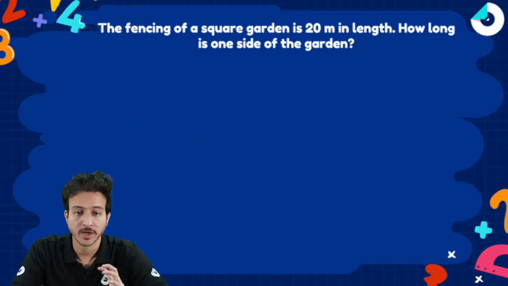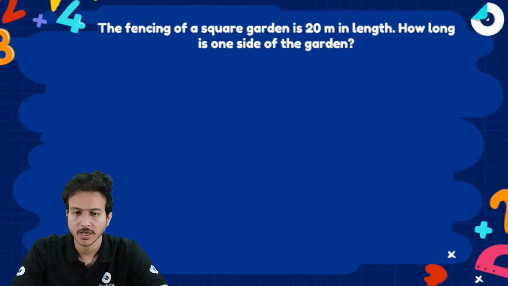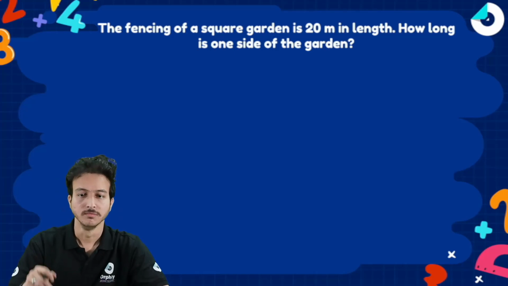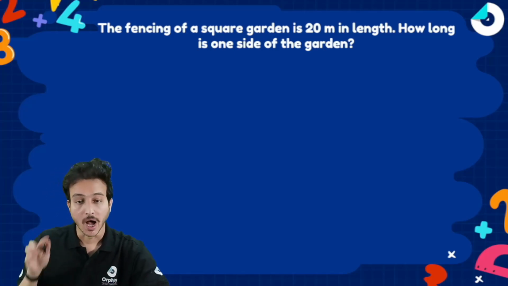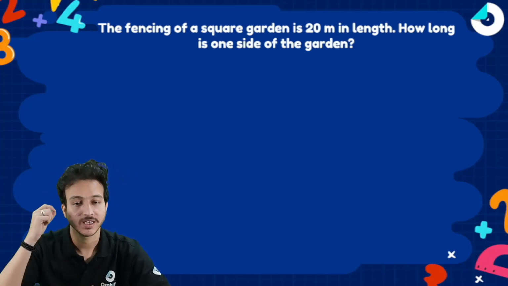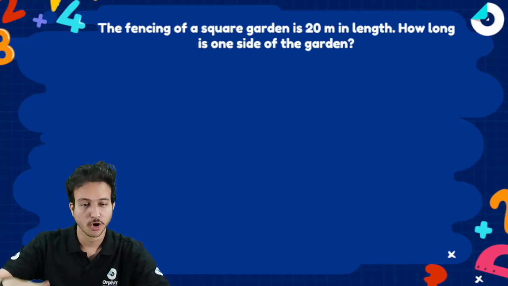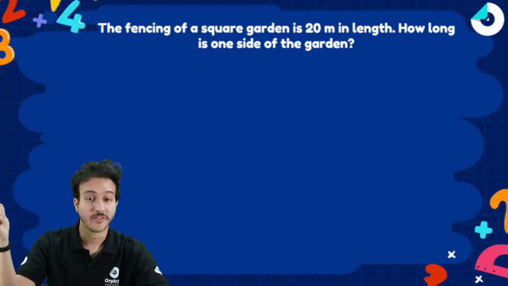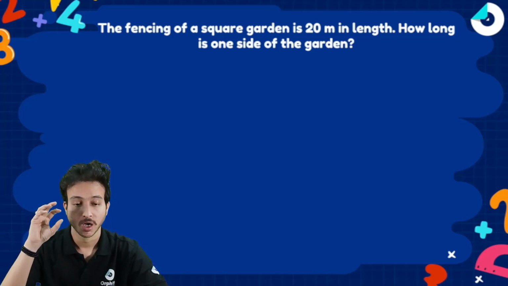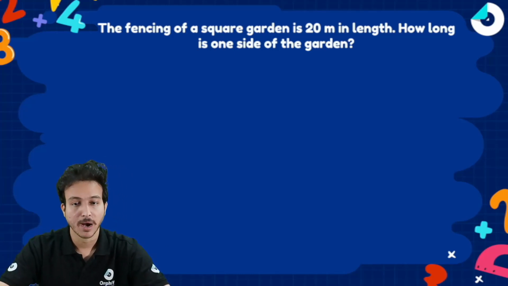Now we have one more question. The fencing of a square garden is 20 meter in length. How long is one side of the garden? We need to find the length of the side of the garden. Now it is given to you as fencing. Now fencing, you might have seen around a shape, there was a time when monkeys were so many over there, they were jumping on the roofs and so on. To protect them, we will do the fencing. Fencing is simply you can connect with the wire. So you have covered the wire throughout the boundary of that shape.